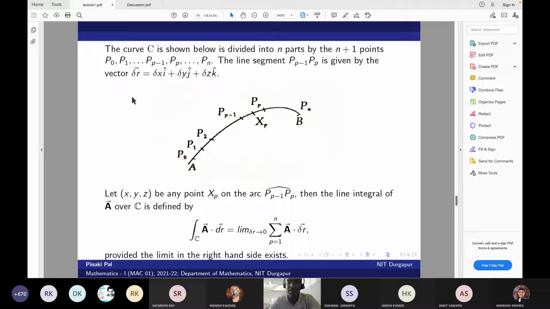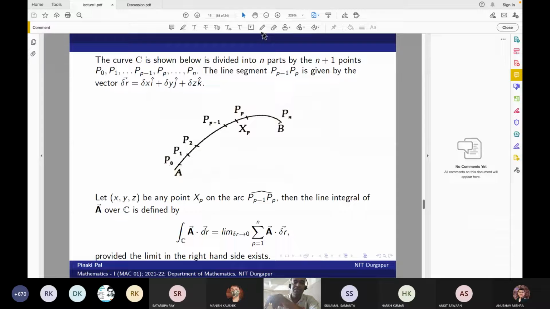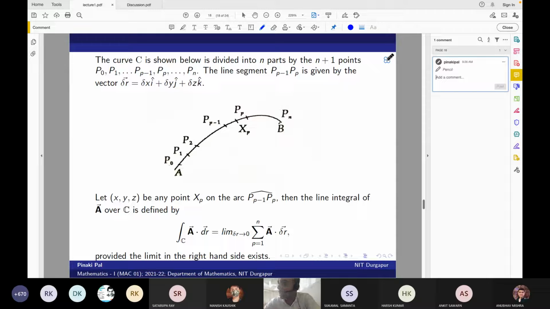It is defined on all points on the curve. The function should be defined on the region of integration. This vector A is a function of x, y, z, so it is defined at P0, P1, P2, etc. Everywhere it is defined on this curve. Apart from this curve it may also be defined, but we are not concerned about that.